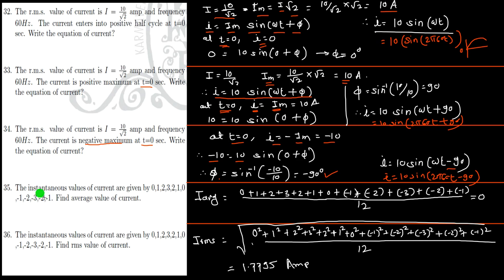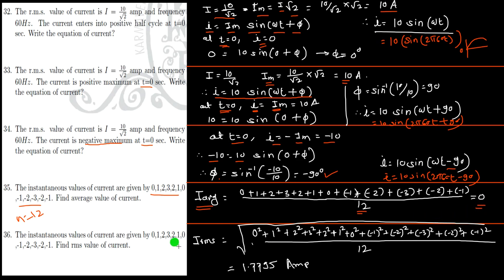So we want to calculate the average value. To calculate the average, we have to add all these instantaneous values and divide by the number of values. The total number of values is 12, so n = 12. I am adding all the values and dividing by 12. But you will observe that 1 will cancel with −1, 2 will cancel with −2, 3 will cancel with −3, 2 will cancel with −2, 1 will cancel with −1. So the average you are getting is 0.